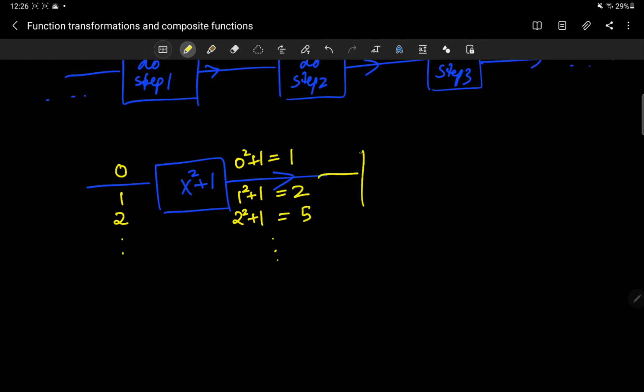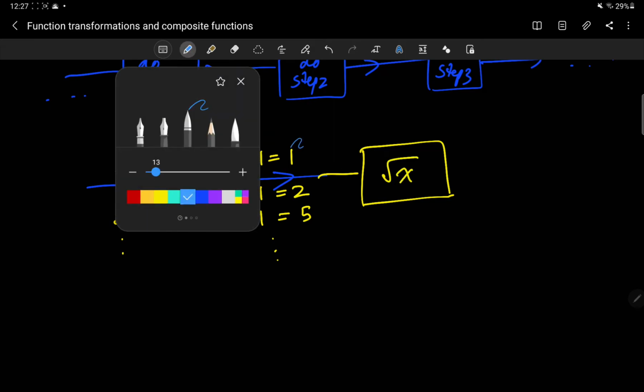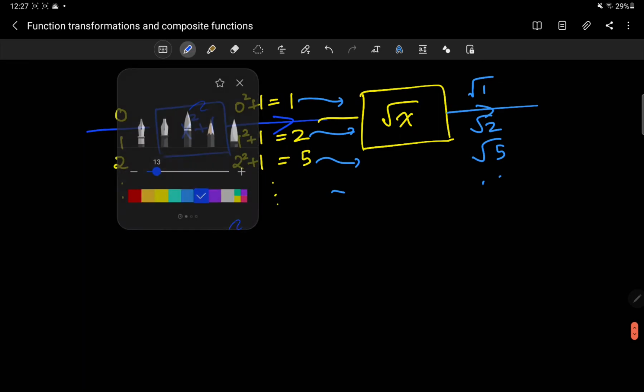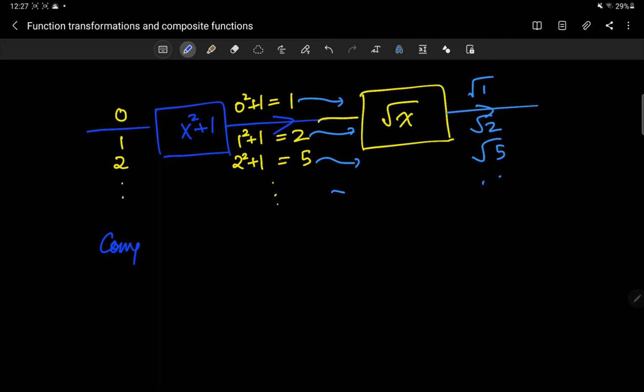And then let's say I am taking this and plugging it into another function, which is square root of x. Now for this particular function, what are my inputs? My input is 1. And when the input is 1, the output is square root of 1. When my input is 2, the output is square root of 2. When my input is 5, the output is square root of 5, and so on. So this process is called composition of the function x squared plus 1 and the function square root of x.